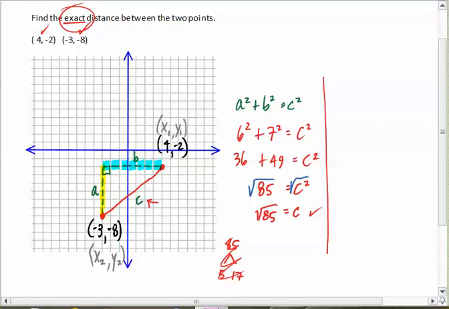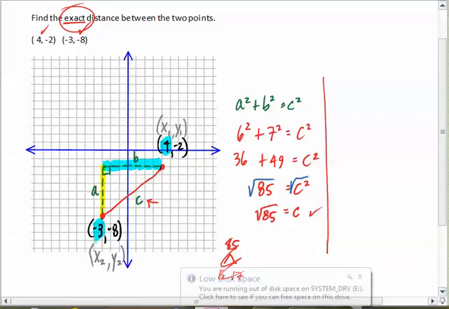thinking about the Pythagorean, let's take a look at this blue distance here. The blue distance was found by finding the distance between a -3 and a 4, basically on the x-axis and the number line.